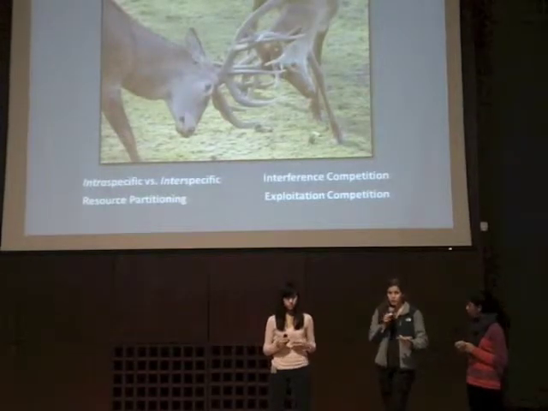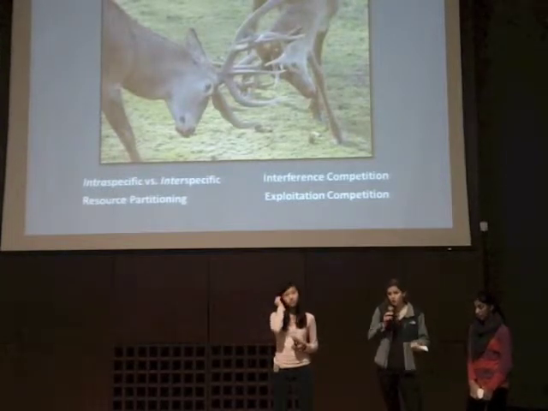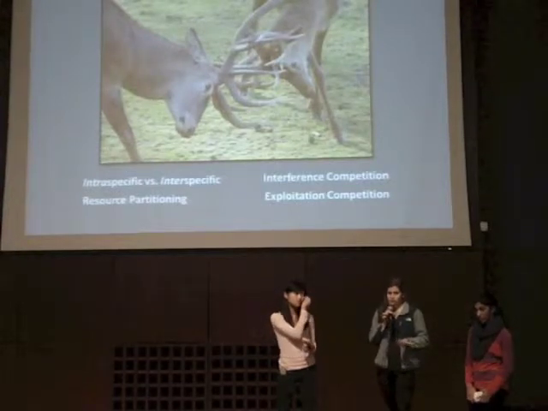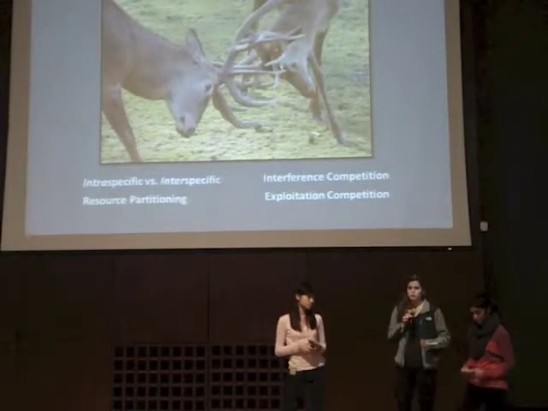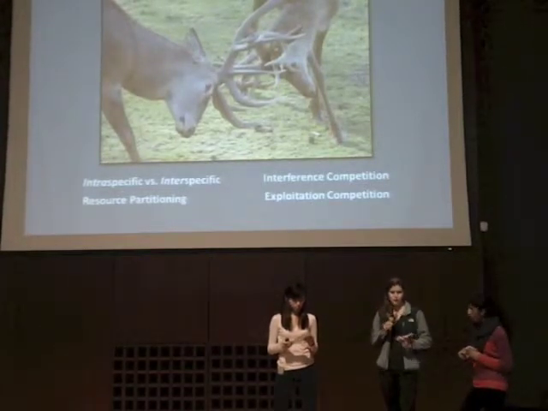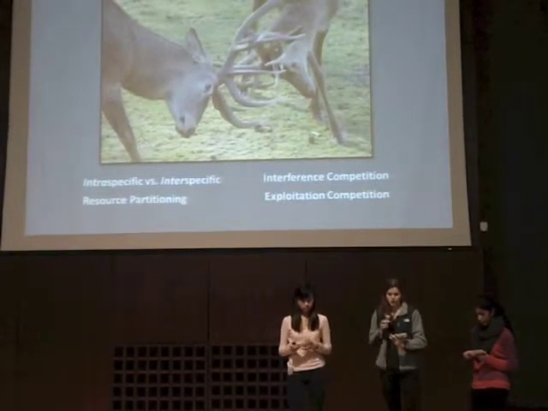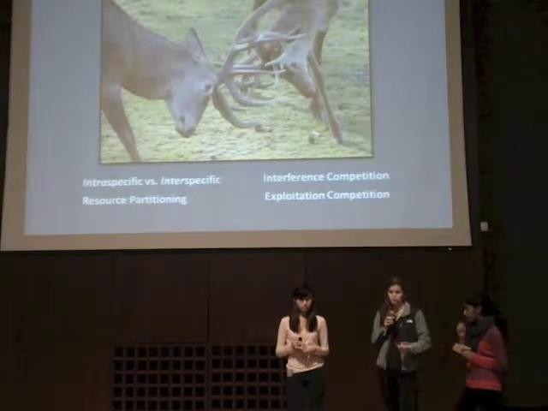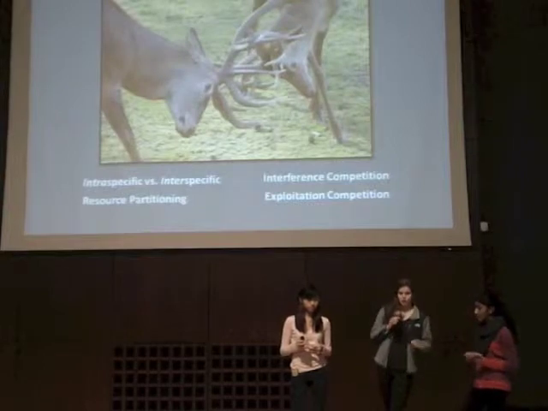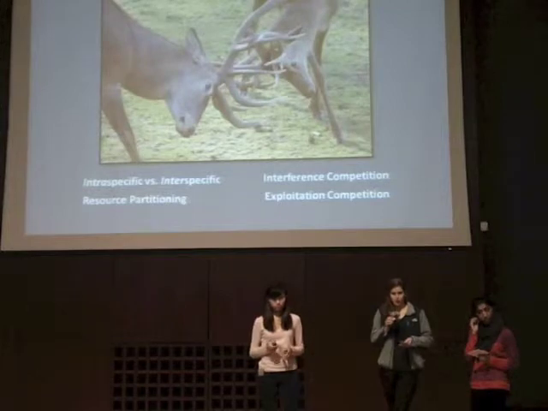A couple other terms that we talked about were resource partitioning, which is when two species compete, and they're able to coexist by dividing up the resources. We also talked about interference competition, which is when one species can limit the access of another species to a limiting resource. Finally, we talked about exploitation competition, which we defined as the relative efficiency with which the competing species can use up a limiting resource. Generally, in exploitation competition, one species loses to the other.